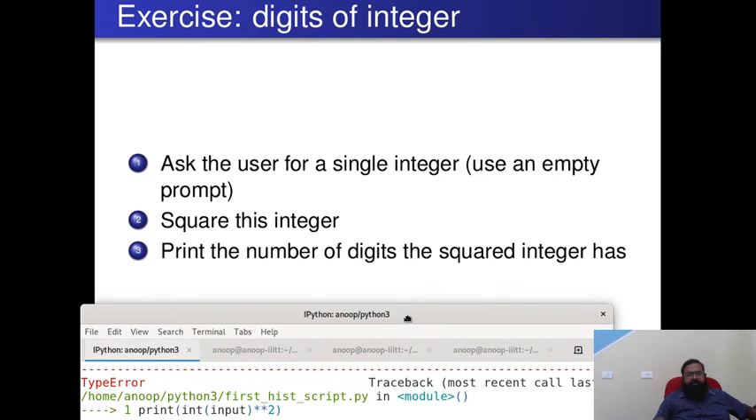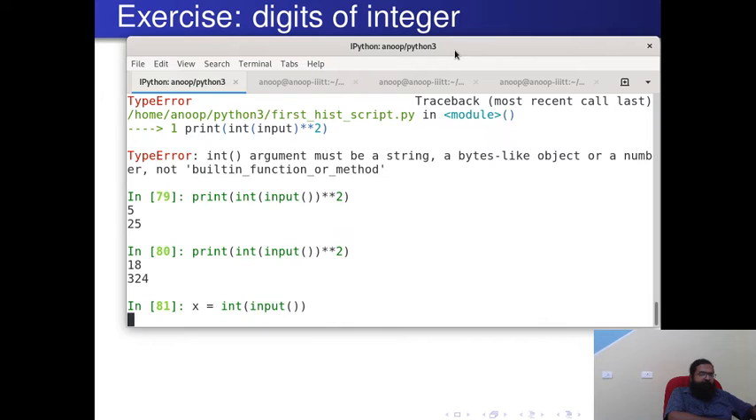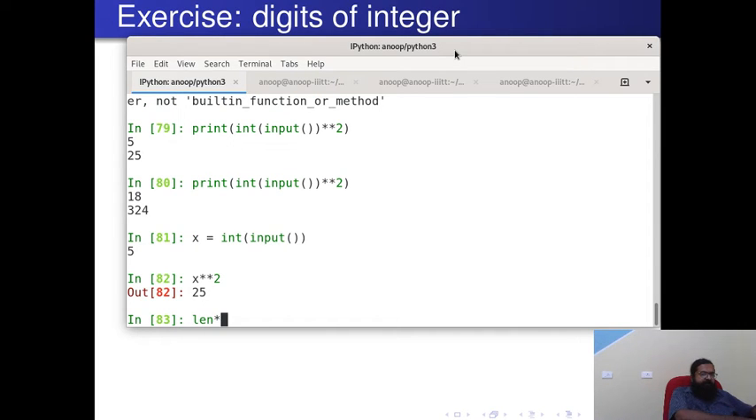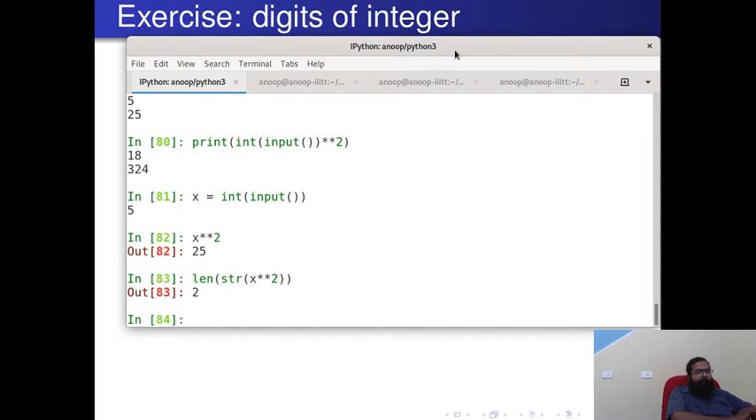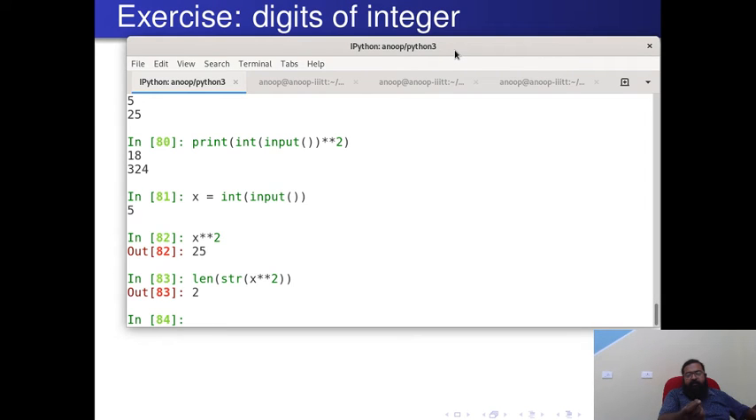Ask the user to enter the single number. Okay, so I can do it as x is equal to int input. This can be 5, and x square is 25, and len of that. So that would give me the square of the number and the length of it. But how to find the digit? That's what I found out, right?